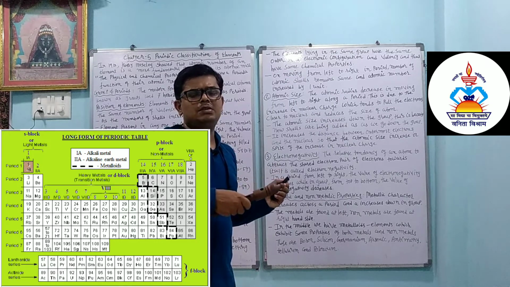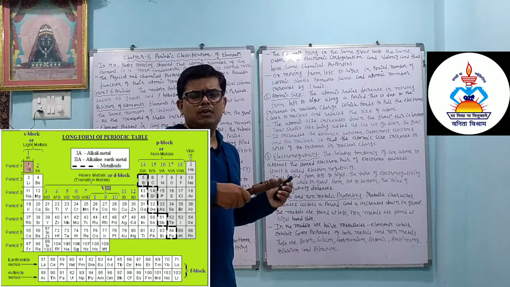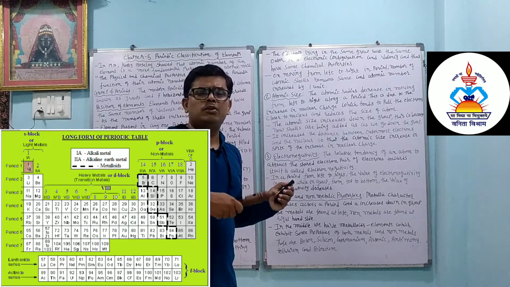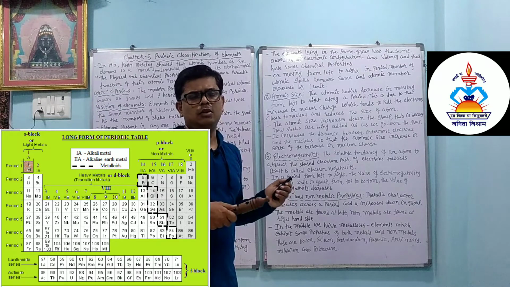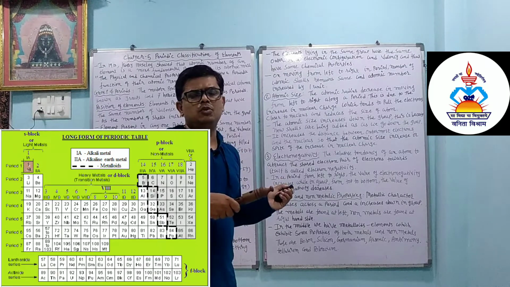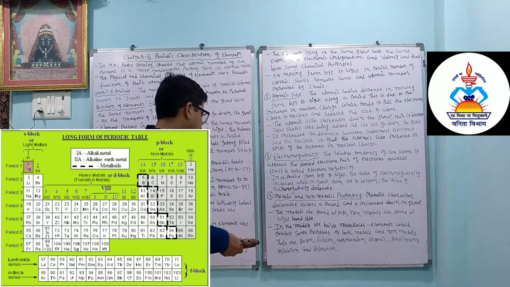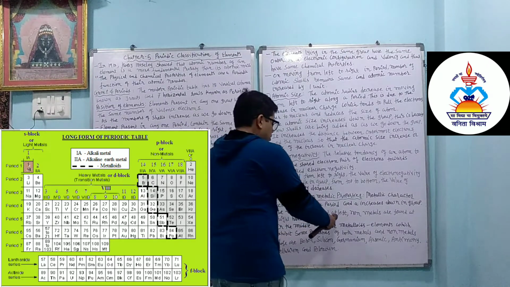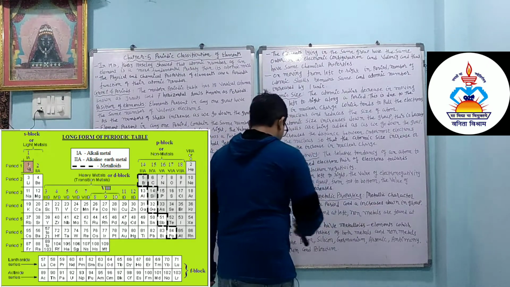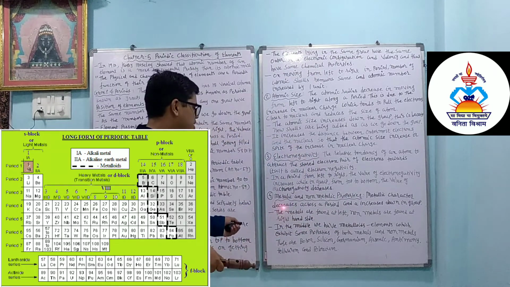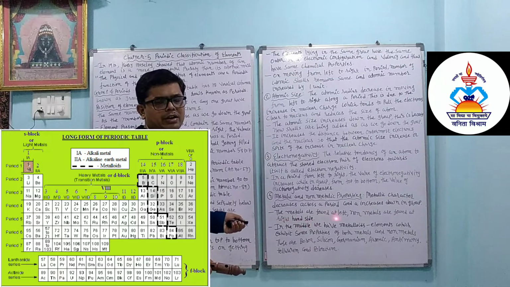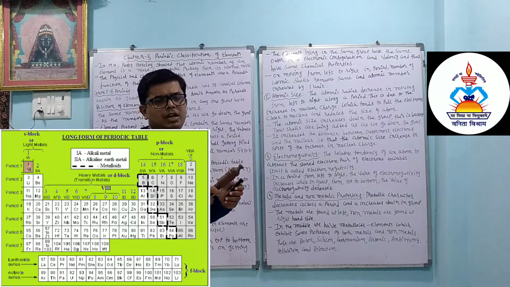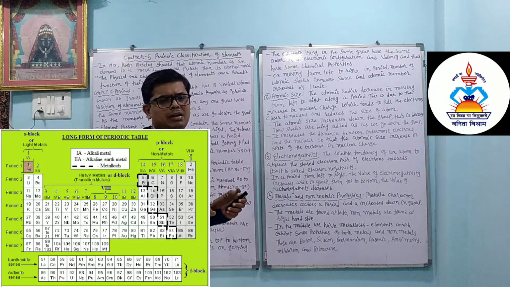Non-metallic character means what? Atoms in which the outermost orbit contains more than 4 electrons have non-metallic character, they have a tendency to gain electrons. Metals have a tendency to lose electrons if they contain less than 4 electrons. The metals are found at the left, the non-metals are found at the right hand side, and between them along the zigzag line, semi-metals are present.